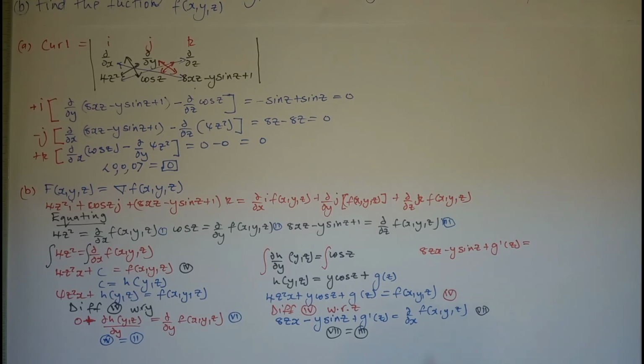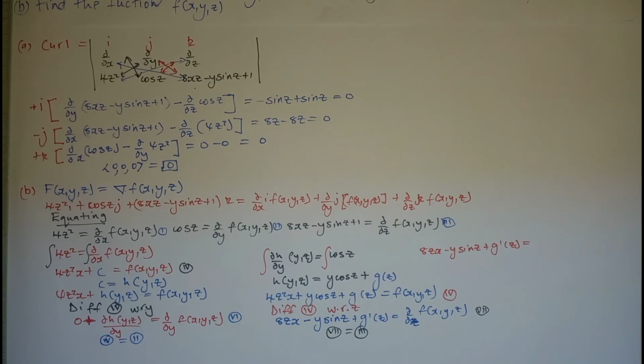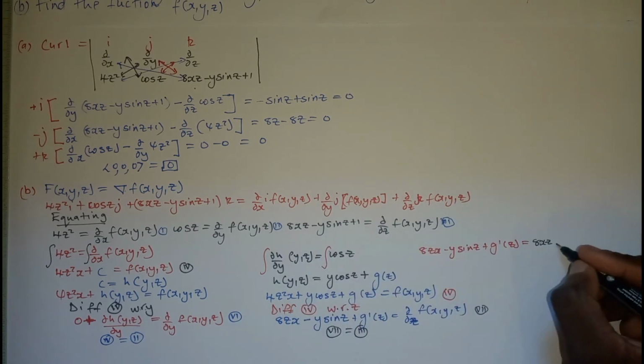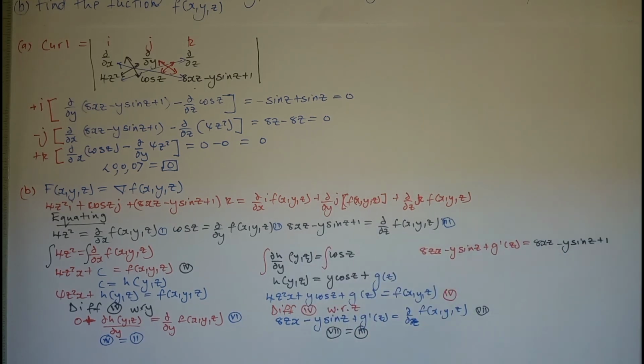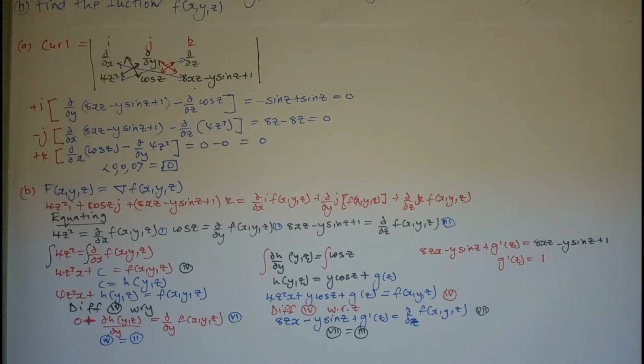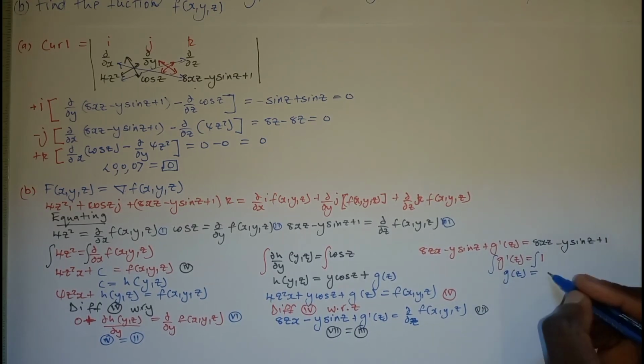For the partial z, look at what I've written here. This is partial z, right? For partial z, what do we have here? We have 8xz minus y sine z plus 1. And if we equate, you can see this one is now equal to this one, this one to this one, this one to this one. So I'm going to see that g prime of z should be equal to 1, right? And if g prime of z equals 1, to solve for g of z, I'm going to simply integrate.